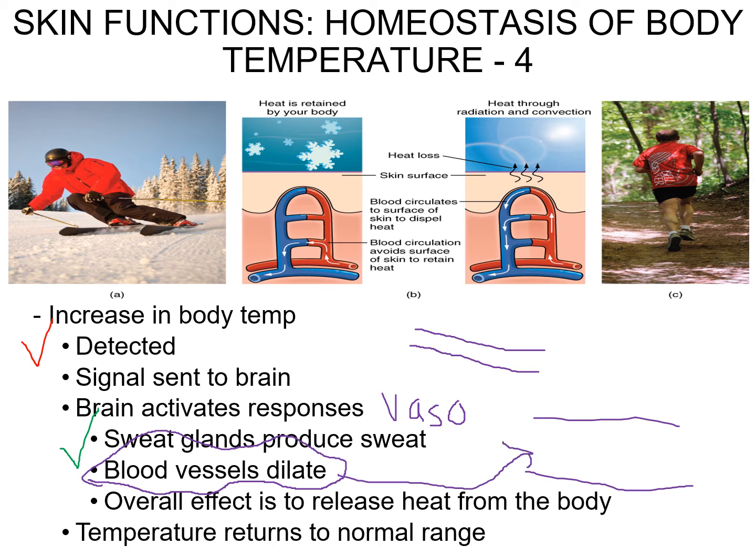So what does that mean? What are we doing here? If our normal body temperature is 98.6 degrees, your blood is a little warmer than that. Your blood is around 100.6 degrees. It's about 2 degrees warmer than the rest of your body. So by opening up these blood vessels, by opening up these tubes, what we're doing is we're sending more heat toward the surface of the skin.